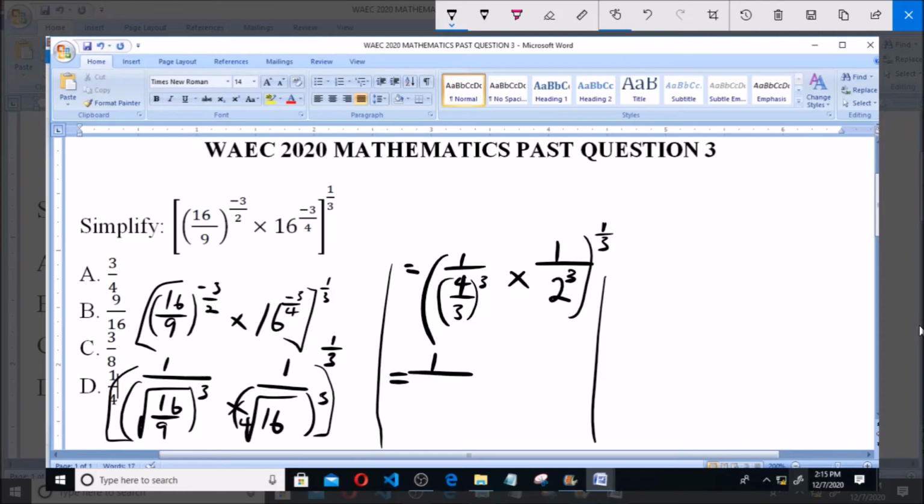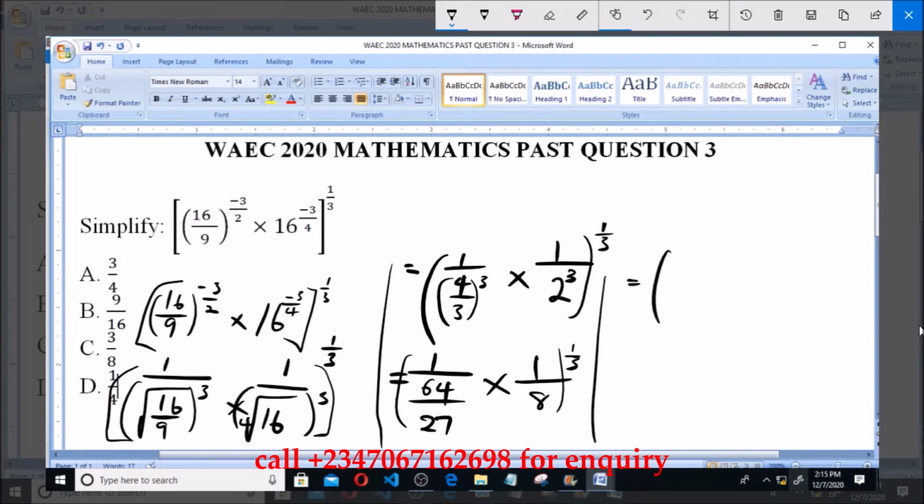Now this is equal to 1 over 4 cubed, which is 64, all over 3 cubed, which is 27, then multiplied by 1 over 2 cubed, which is 8, everything to the power of 1/3. Now this is equal to 1 over 64/27, the same thing as saying 27/64, multiplied by 1/8, raised to the power of 1/3.